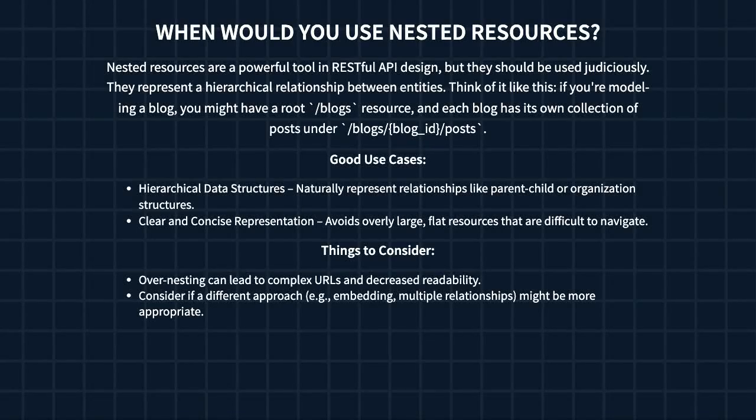Okay, let's talk about nested resources in REST API. They're great when you have data that naturally has a hierarchical structure, like an organization chart or a blog with posts. You can use them to represent relationships clearly, and it often avoids creating huge, flat resources which are harder to work with. However, be careful not to overnest. Too many levels can make your URL really long and confusing.